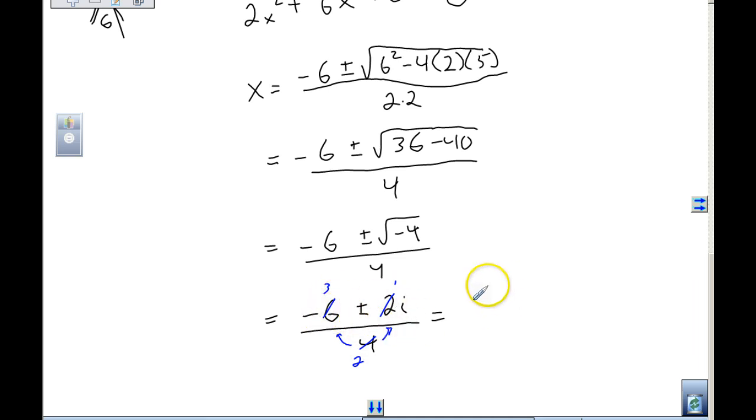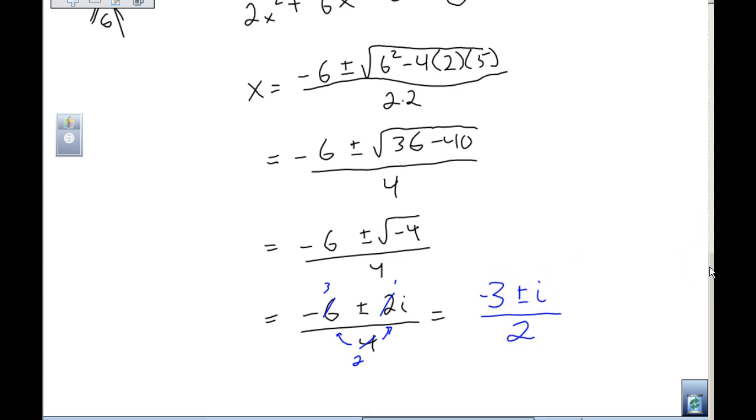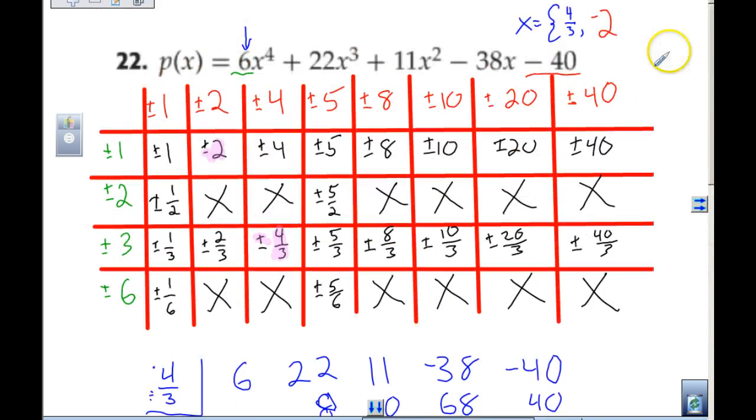Okay. So we'll get -3 plus or minus i all over 2. And those are our final 2 roots. -3 plus or minus i all over 2. There we go.